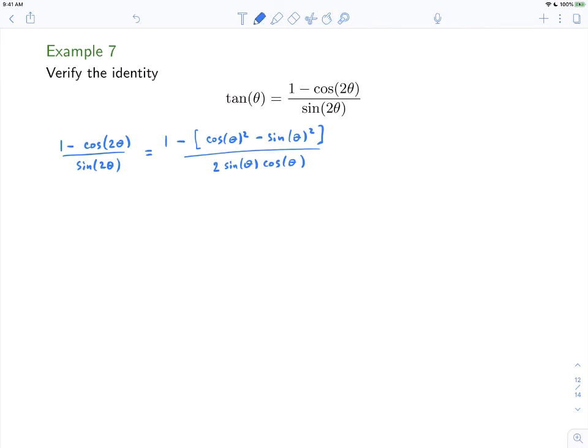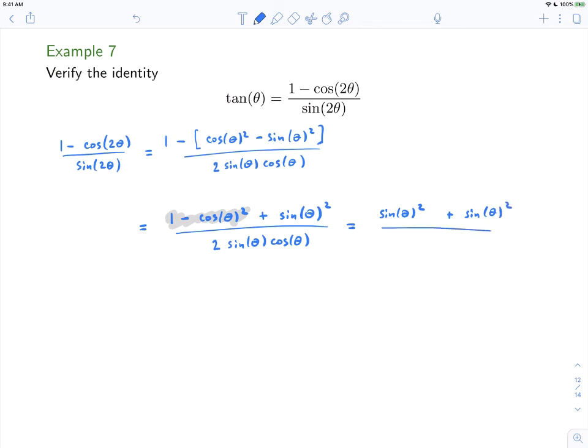Let's just rewrite this so we don't have any brackets. So this is 1 minus cosine theta squared. Minus a minus is plus sine of theta squared, divided by 2 times sine of theta cosine theta. And now we notice that we have a 1 minus cosine theta squared right here. By the Pythagorean identity, this is equal to sine of theta squared plus sine of theta squared over 2 times sine of theta cosine of theta.